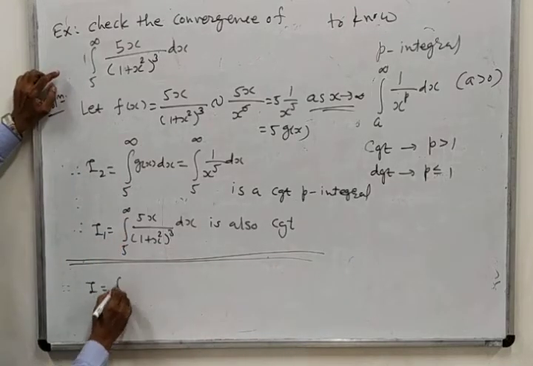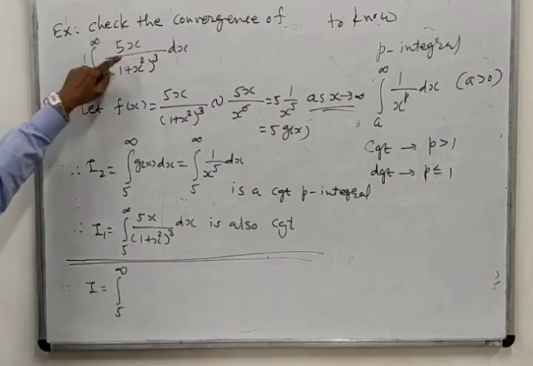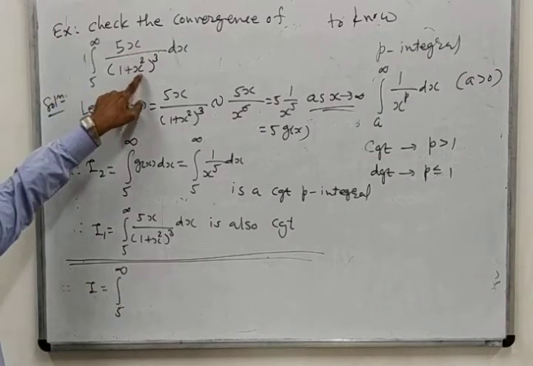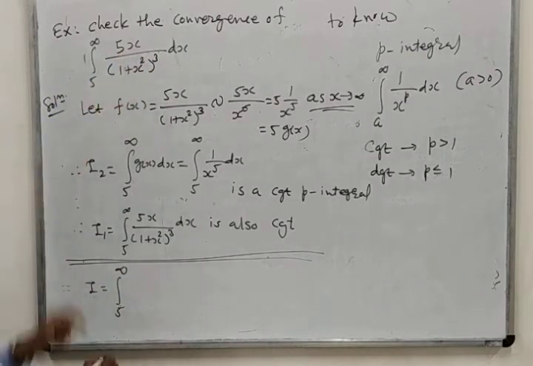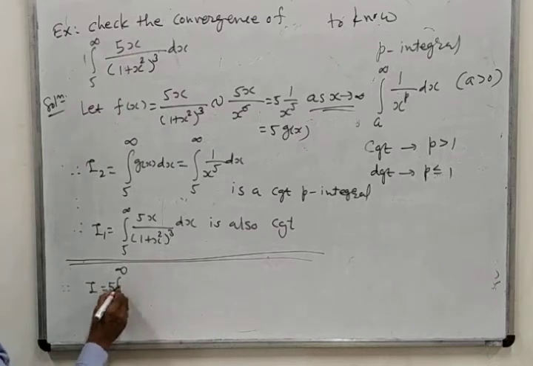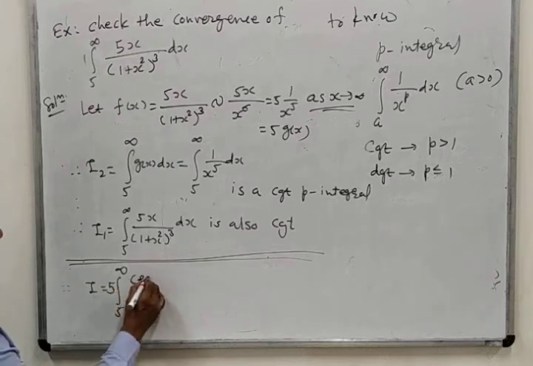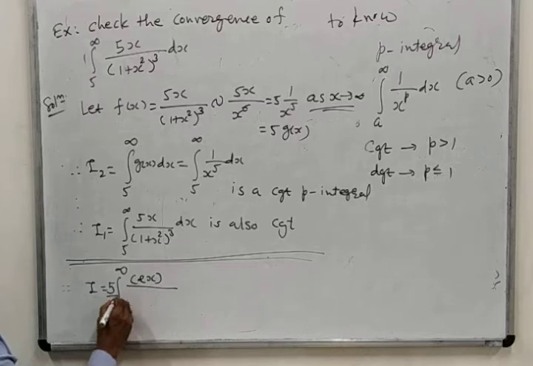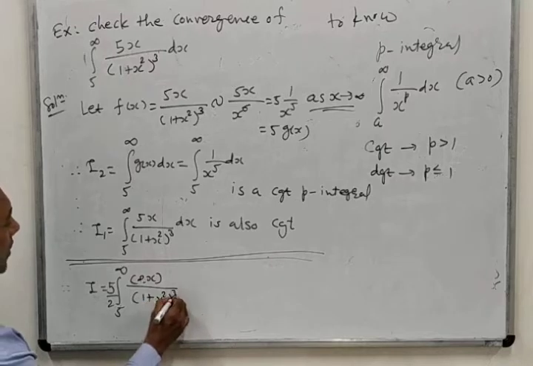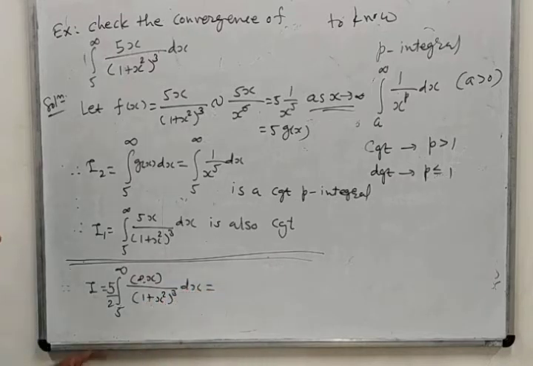But here in this example I would like to add one more thing. You can see that in this integration from 5 to infinity, x is given here and here is x square. The derivative of x square is 2x. So I will take 5 common, and write here 2x divided by 2, so the same thing will remain, 1 plus x square whole cube dx. So its integration is possible.